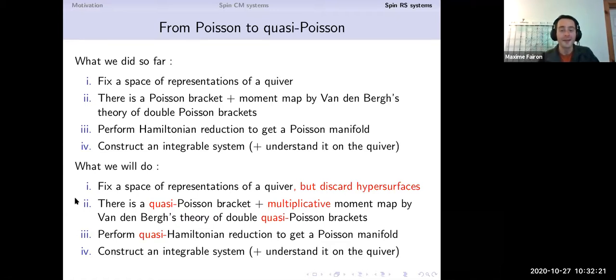But the point, and this is really why this work of Van den Bergh is really nice, is that he introduced double quasi-Poisson brackets, as a way to define at the level of quivers a structure such that whenever you go to representation spaces of these quivers, up to discarding some hypersurfaces, which basically just means that you want to invert some matrices, you obtain a space which has this geometric version of a quasi-Poisson bracket. And so there you can perform quasi-Hamiltonian reduction and again try to construct an integrable system.